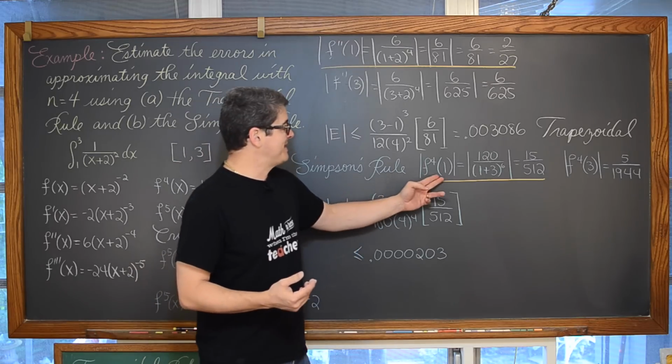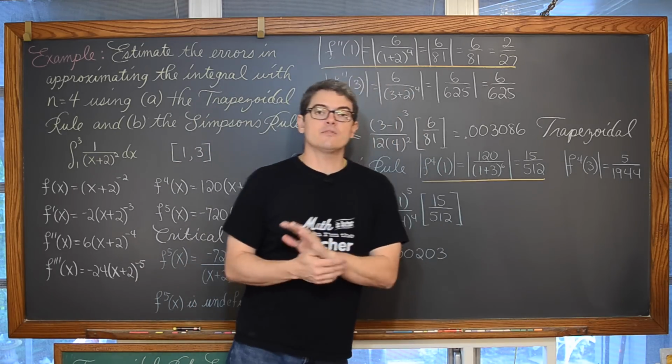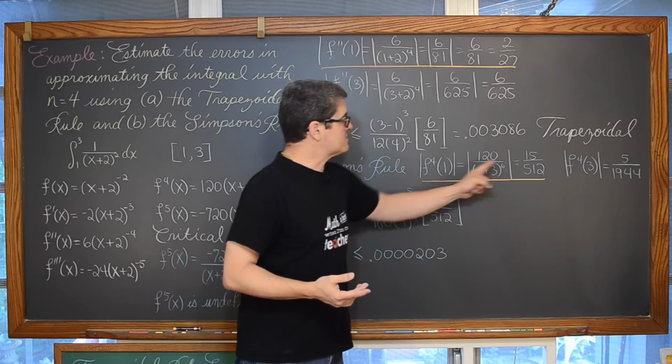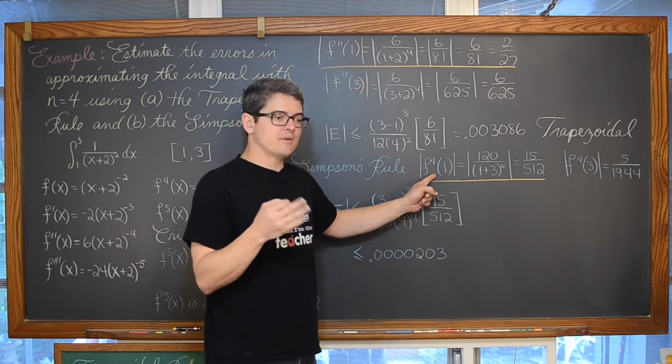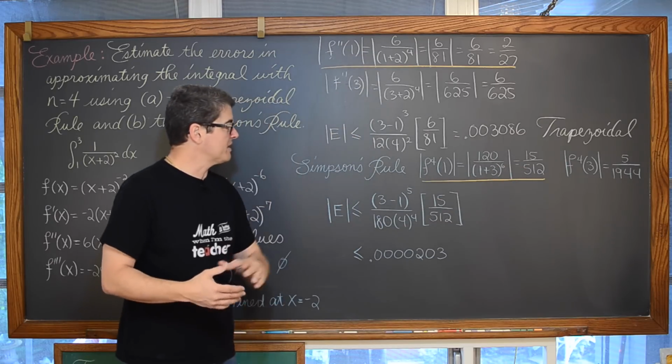So you see me, I'm just testing the fourth derivative at the lower and upper end of that closed interval, finding the greatest value, finding the maximum of the absolute value of that fourth derivative, and just plugging it into the Simpson's rule.